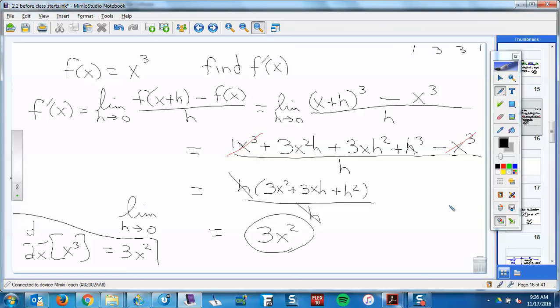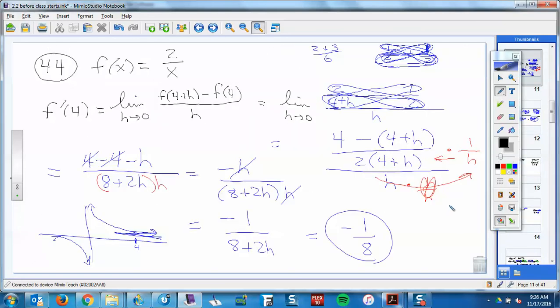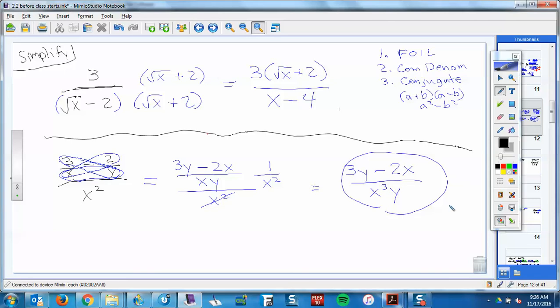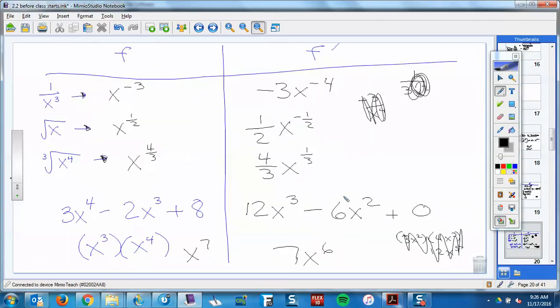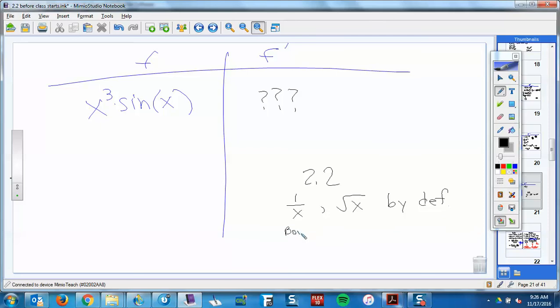So guess what? You're going to need the bow tie. And then square root of x, guess what you're going to need? The conjugate. You're going to need the conjugate. Okay, so right here, when you set this one up by the definition, you're going to need the bow tie. And when you do this one, you're going to use the conjugate. Okay, you're going to need that to work those out by the definition.